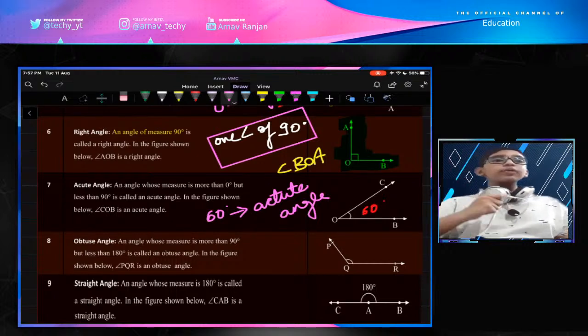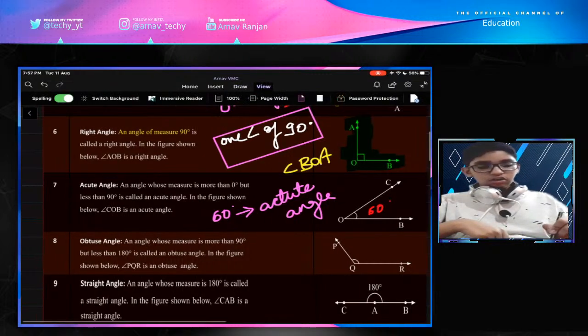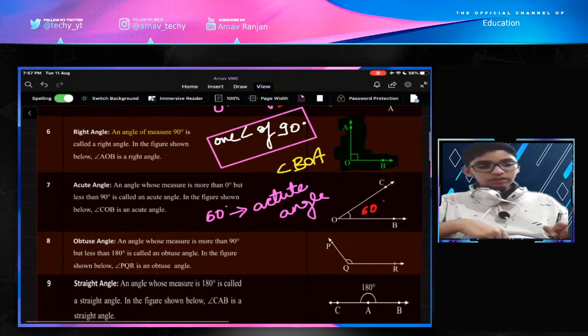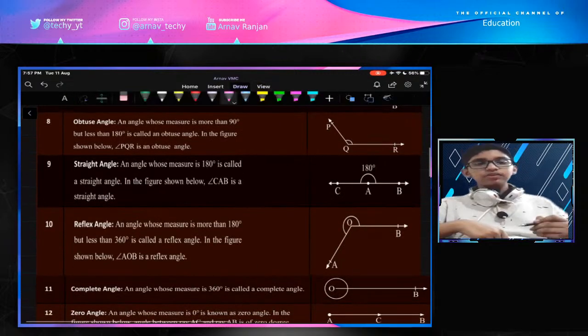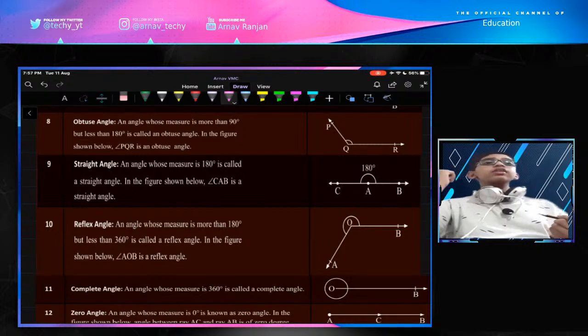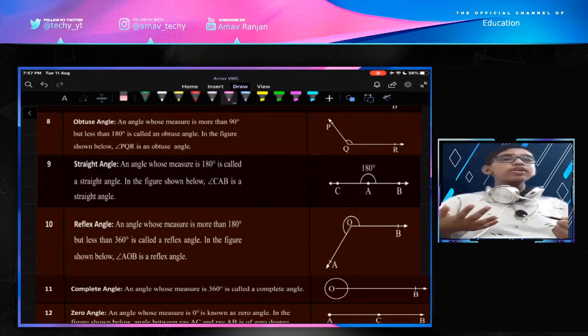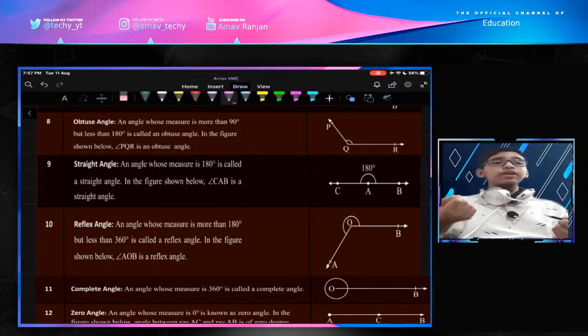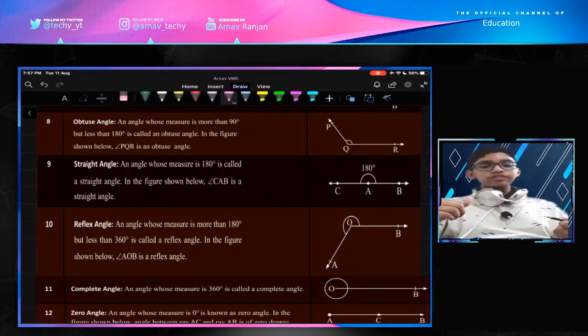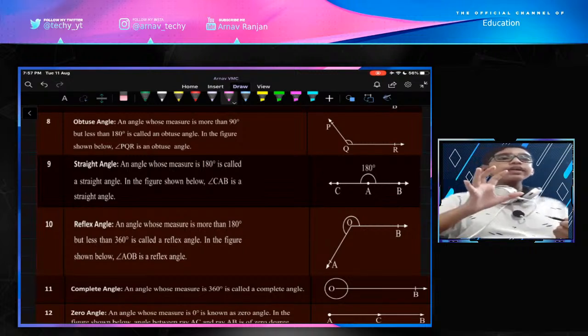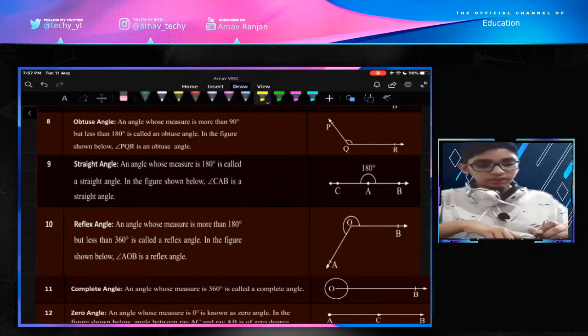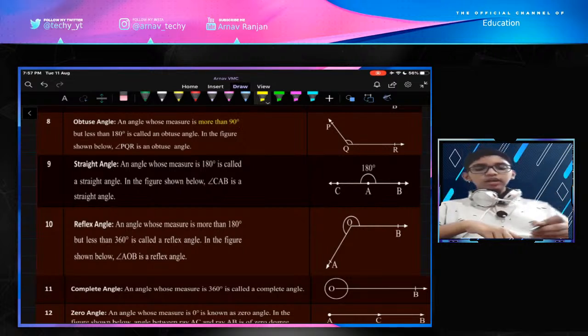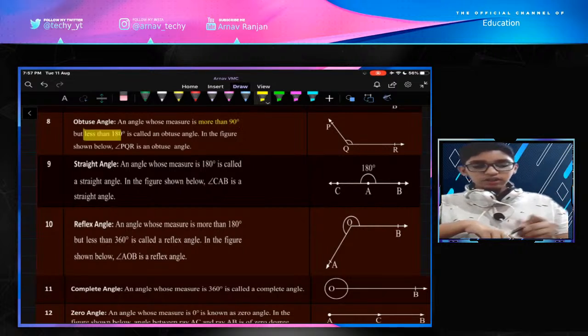Next we will talk about the obtuse angle. What is an obtuse angle? You must have studied all of these theorems or formulas in class 6, 7 or 8. An obtuse angle has a measure which is more than 90 degrees but less than 180 degrees.